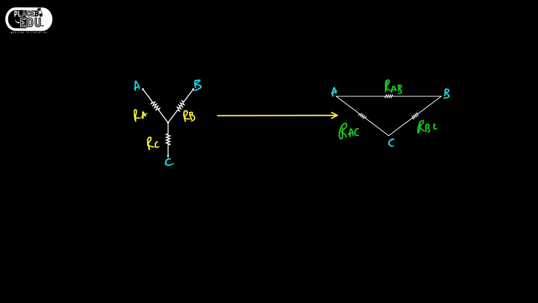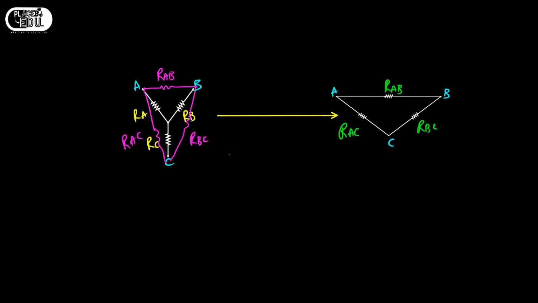Whenever I am converting star to delta, the delta should be drawn only like this, that is, in between A and B it should be RAB. That's very important, because in this simple circuit it is easy, but in complicated circuits you may be confused about where RAB will be. We will solve problems and then you will get a clear understanding of why we have to write only like this. So here it should be RBC and here it should be RAC.